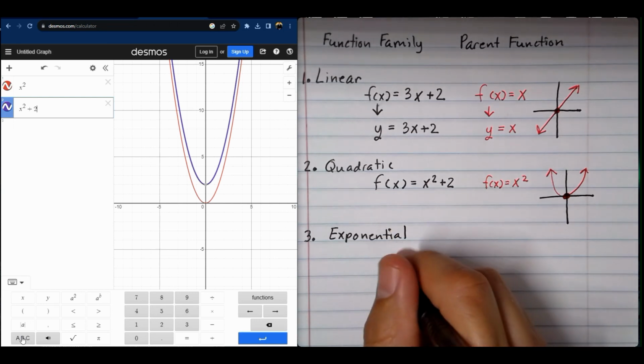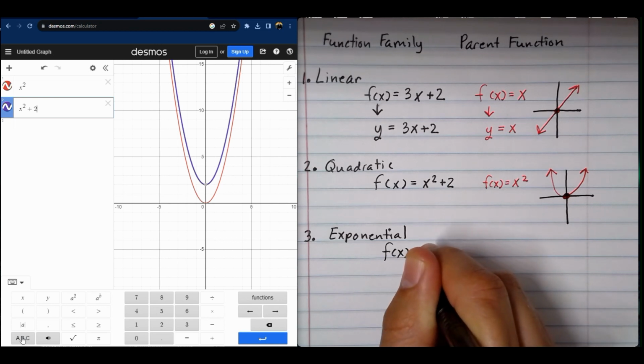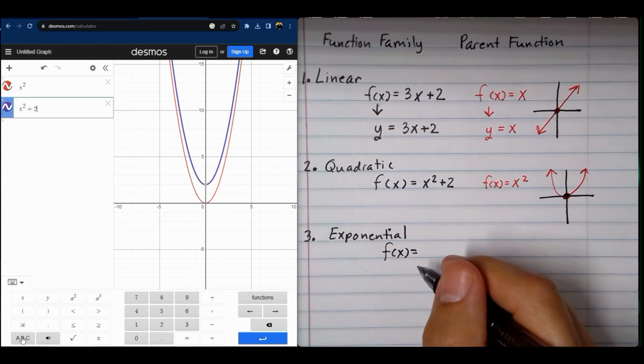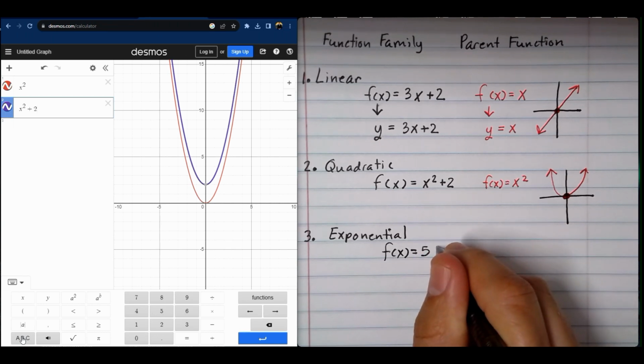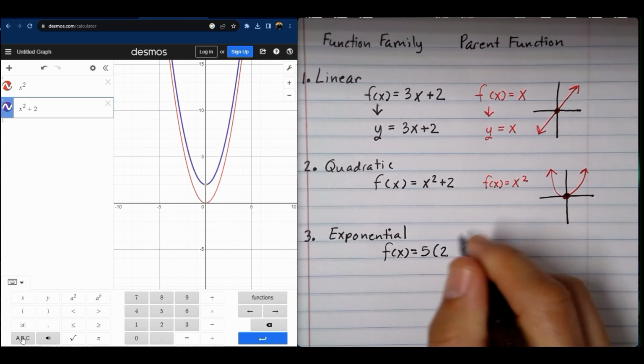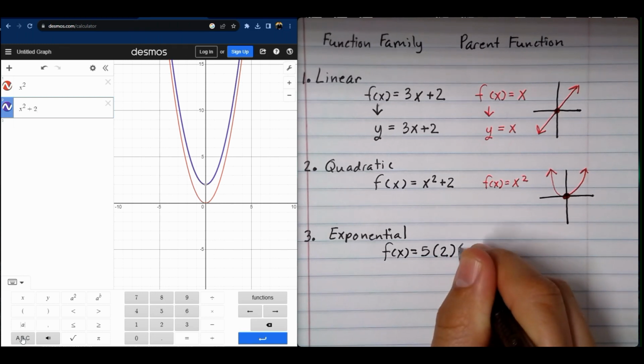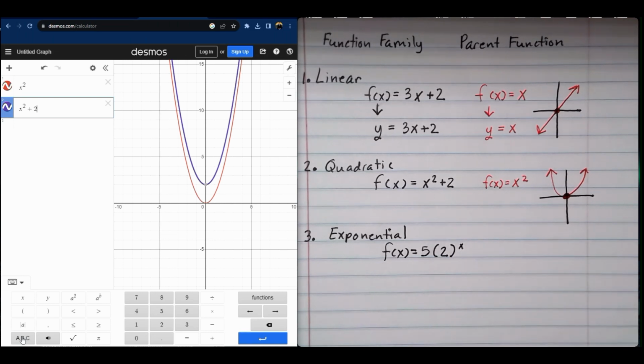Now if I were to draw an example of that or write it out, we could say something like f of x is equal to 5 times 2 to the power of x. So this is an example of exponential.